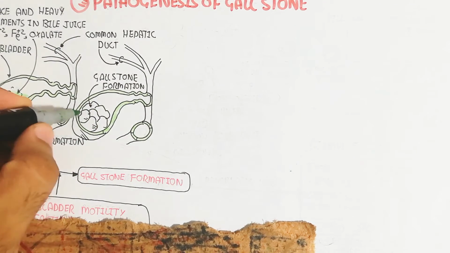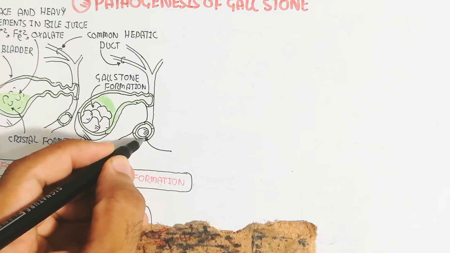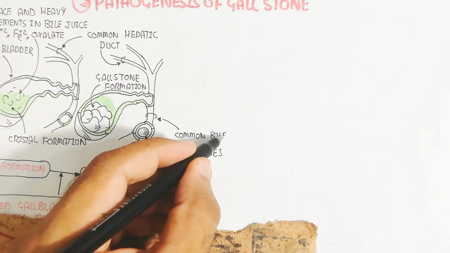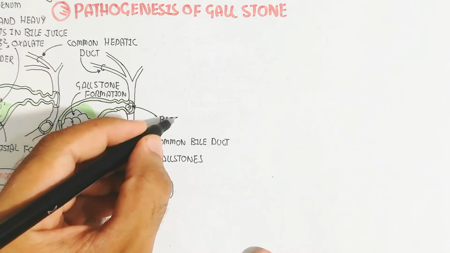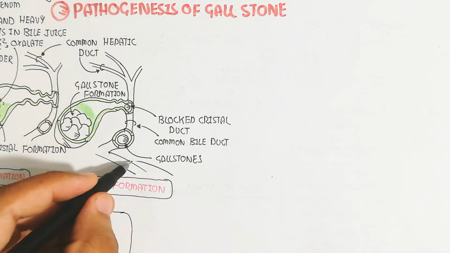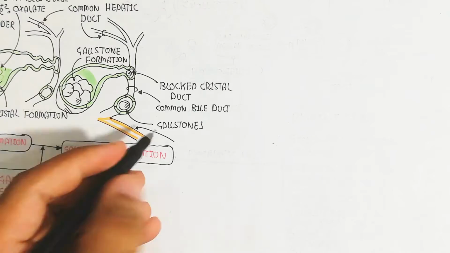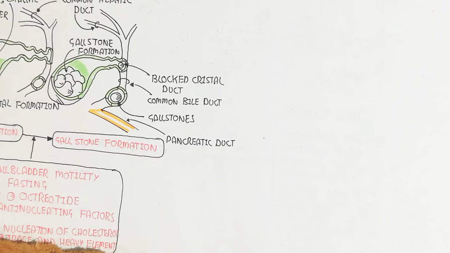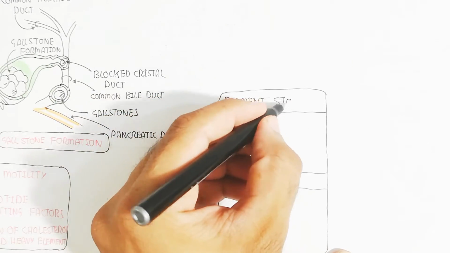And this gallstone formation after the crystalline formation will lead to a blocked cystic duct and common bile duct. So it can be blocked, and here is the gallstone when moved toward the blocked cystic duct. Here you can see the common bile duct and the gallstones. The pancreatic duct is also present, which the pancreas will excrete, and it can also block. On the other hand, the pigment stone.